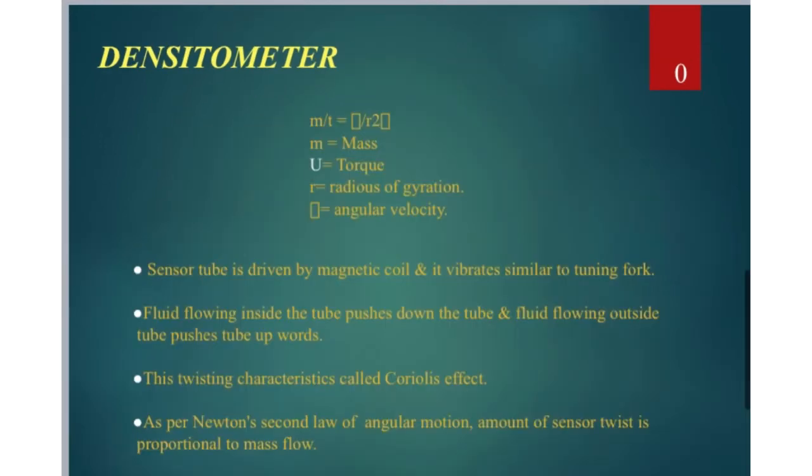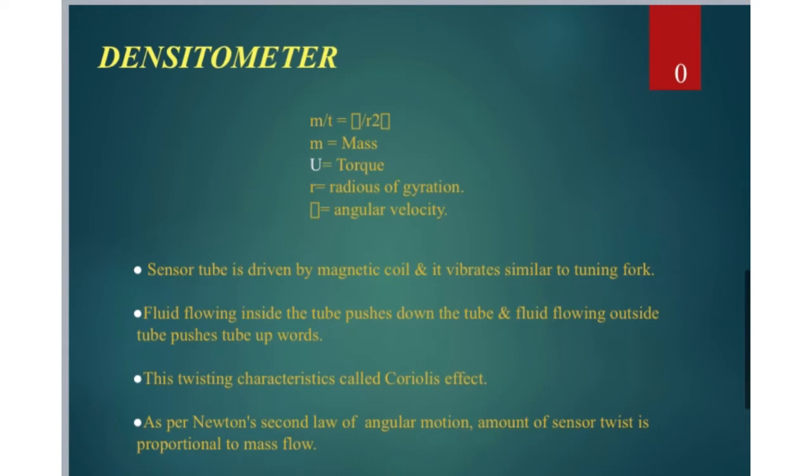Densitometer. A densitometer is used for measuring the density of a liquid. Here, M by T equals Y by R squared omega, where M equals mass, Y equals torque, R equals radius of gyration, omega equals angular velocity.